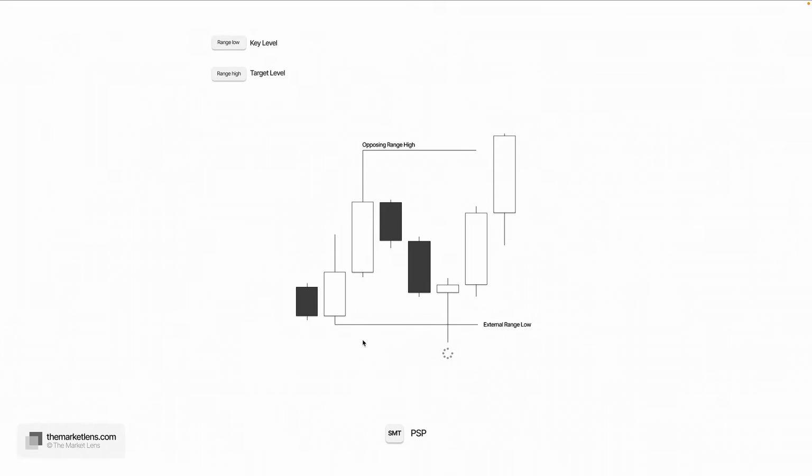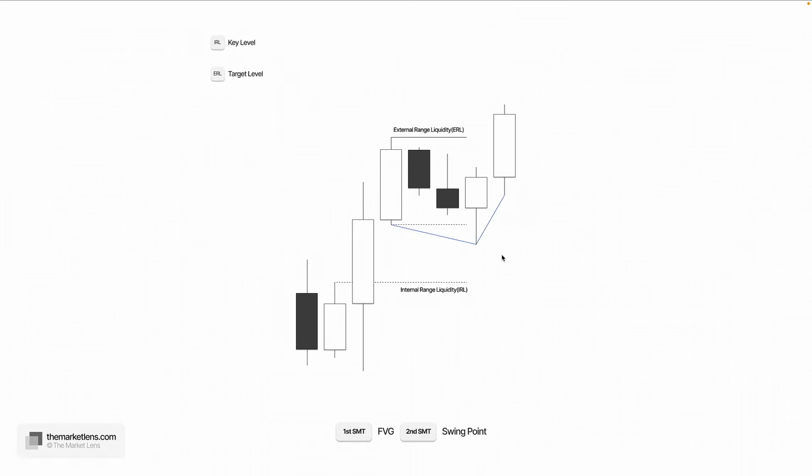The next scenario is when we just have a PSP close, right? There's no SMT with our key level being a high or low or fair value gap, but we get a precision swing point. This can be enough to hint a reversal to go from external range low to external range high. So now we are going to be pairing two-stage SMT sequences with our universal models.